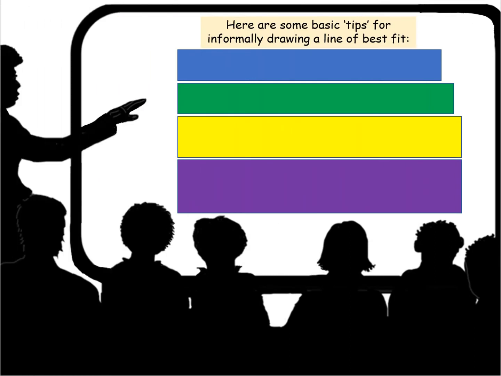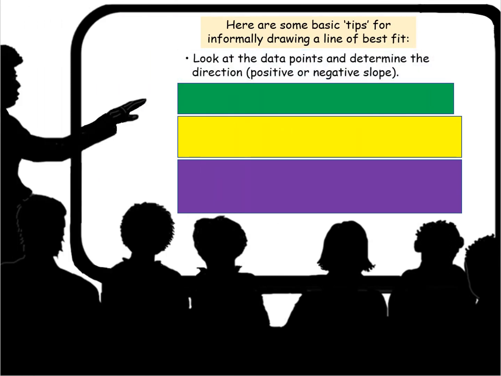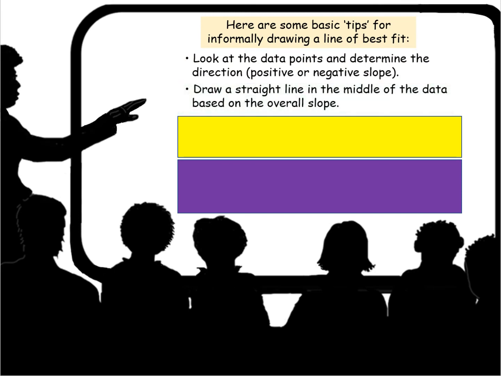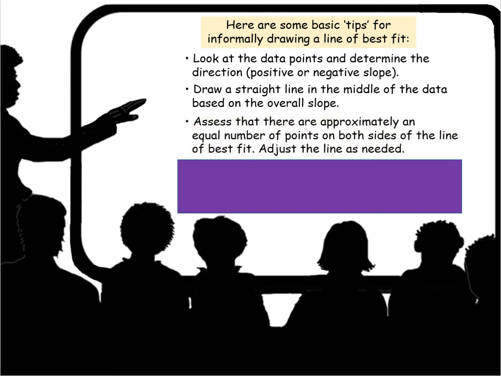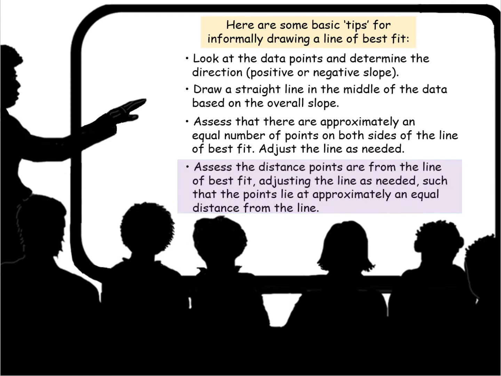Here are some basic tips for informally drawing a line of best fit. You're going to look at the data points and determine the direction, whether it's going in a positive or a negative direction. So that would be the slope. You're going to draw a line in the middle of the data based on the overall slope. Then you're going to assess that there are approximately an equal number of points on both sides of the line of best fit. You're going to adjust your line as needed. Also assess the distance the points are from the line of best fit, adjusting the line as needed such that the points lie at approximately an equal distance from the line.